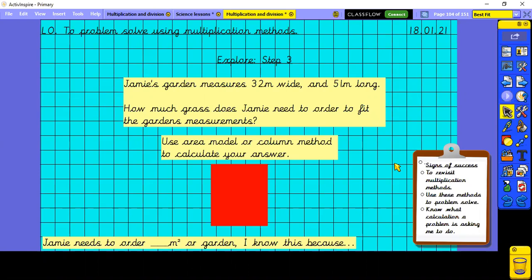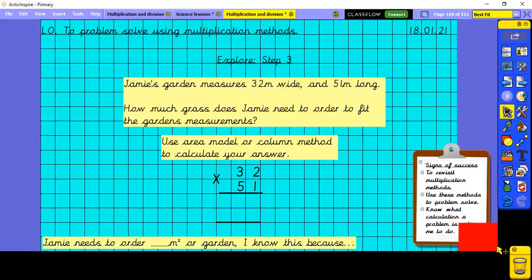It says Jamie's garden measures 32 metres wide and 52 metres long. How much grass does Jamie need in order to fit the garden's measurements? Use the area model or column method to calculate your answer. So you need to pick out the key pieces of information and think about what calculation you need to do to solve this problem. So pause the video and either think about what you need to do or have a go in your maths book as well if you feel confident.